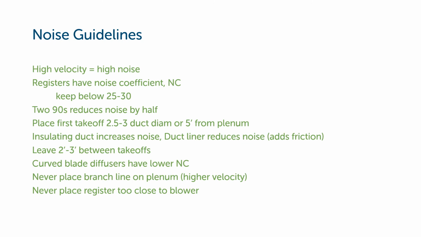Another way might be to put duct liner in the first maybe 5 or 10 feet of the trunk duct. And that's great, but duct liner reduces noise but adds friction, a significant amount of friction sometimes. So if we place the first couple takeoffs 2.5 to 3 duct diameters, or maybe 5 feet from the plenum, that's going to help quiet them down a little bit. We want to leave 2 to 3 feet between takeoffs.